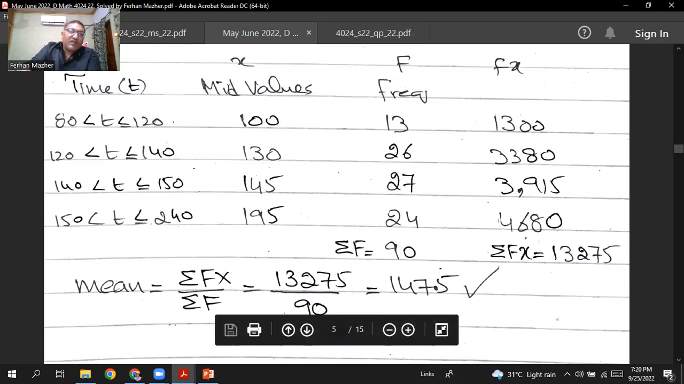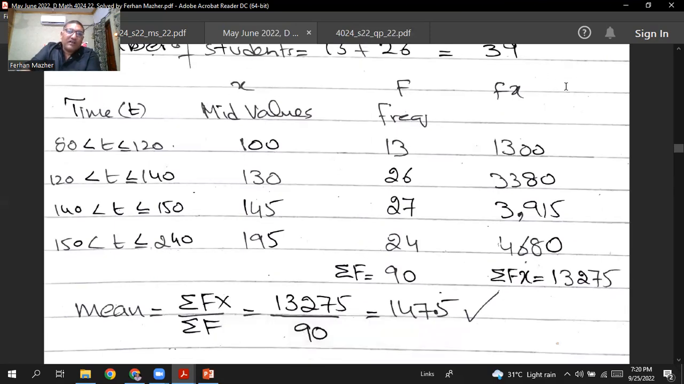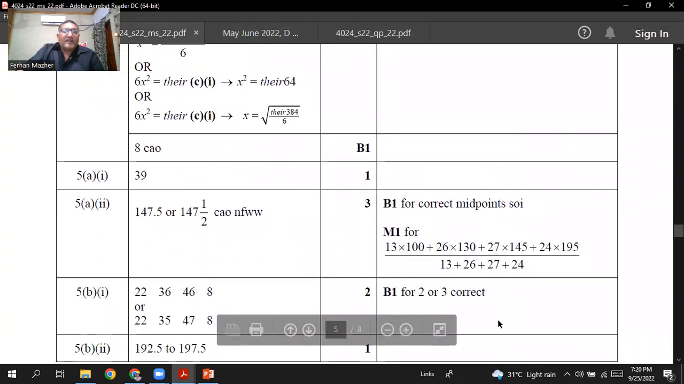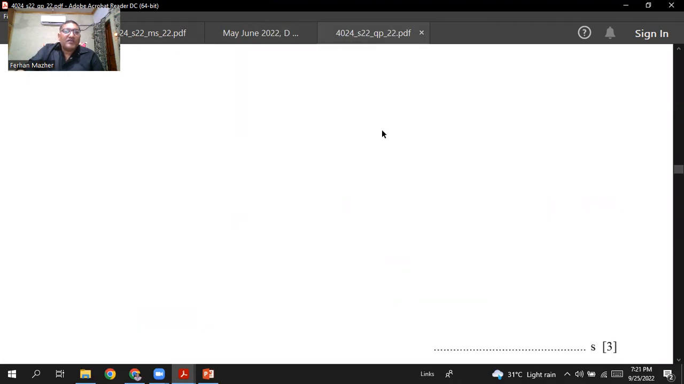So this is how you will do it, and the whole thing is showing up on your screen. You can pause it, you can understand it. So our answer is 147.5. 147.5 is the right answer, sir. You can see here, this is how this is done. Okay. We are good to go to the next part.